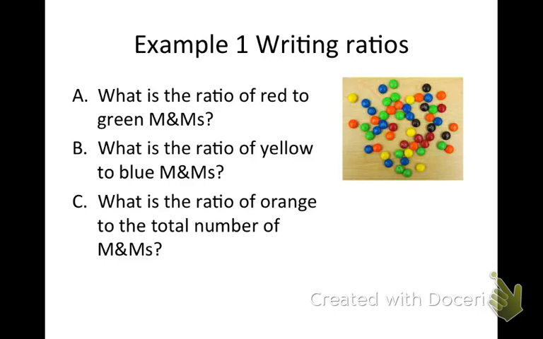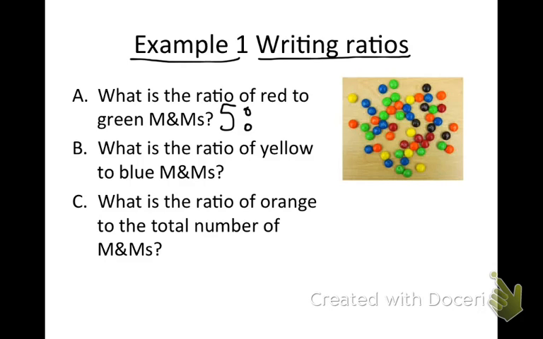Okay, you're going to write this down. You're going to write down example 1, and we're going to practice writing our ratios. So you're going to write down A, what is the ratio of red to green M&Ms? So let's count. How many red M&Ms do we have? We have 1, 2, 3, 4, 5. We have 5 M&Ms. I'm going to write that as a ratio.